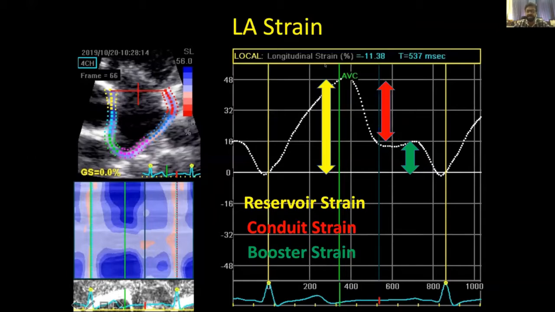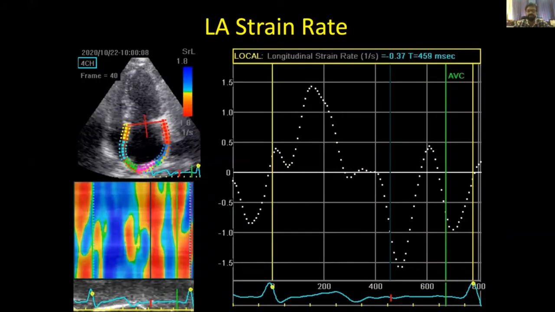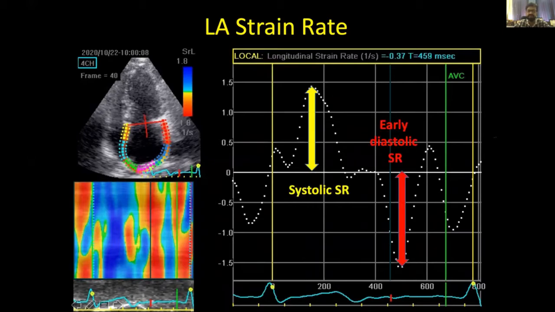But you have to understand that this is the reservoir strain, this is the conduit phase, and this is the booster strain. Now, there is another concept which is the left atrial strain rate, and you get these nice beautiful waveforms whenever you track the left atrium. And this is the systolic strain rate, this is the early diastolic strain rate, and this is the late diastolic strain rate. Now these waveforms coincide with the inflow pattern where we look at the mitral inflow, that is the E and A waves. So the two most important things are to understand what left atrial strain and left atrial strain rate are.